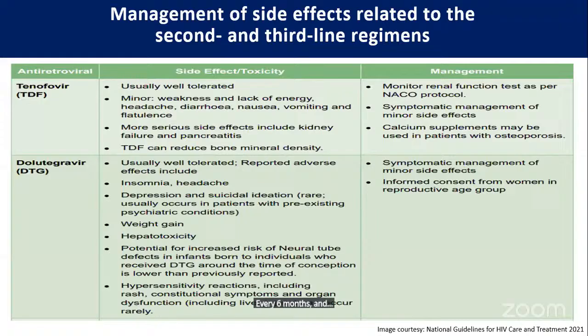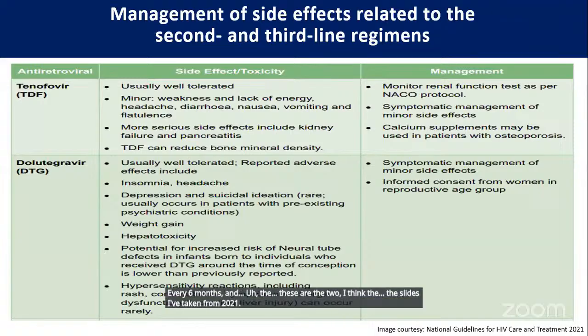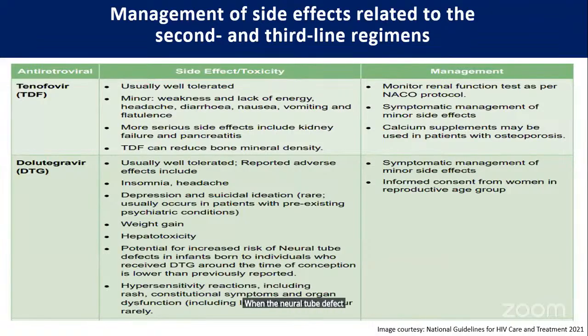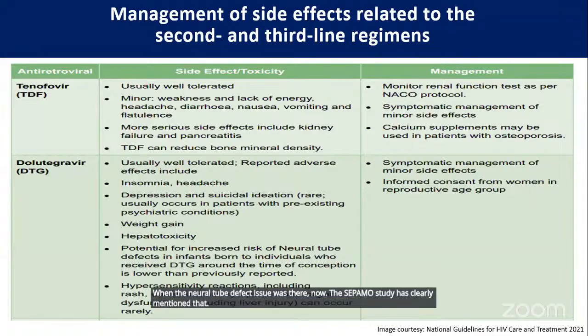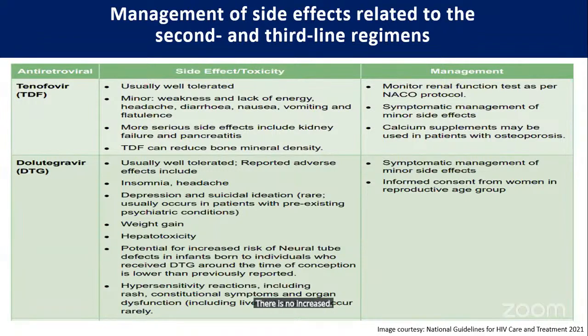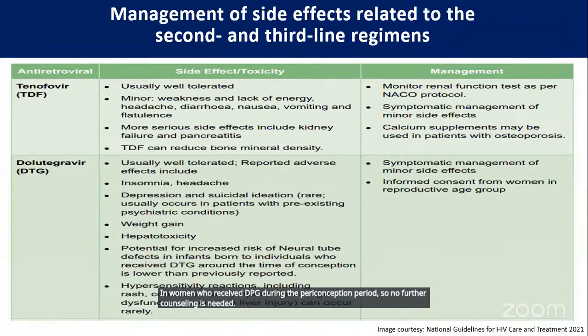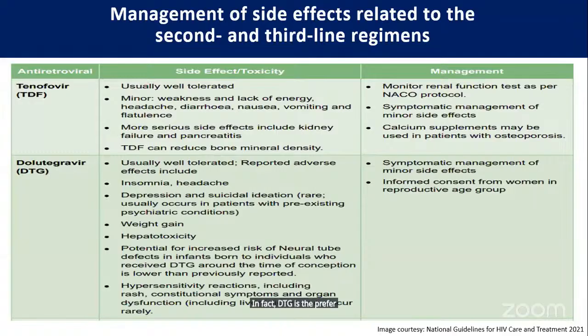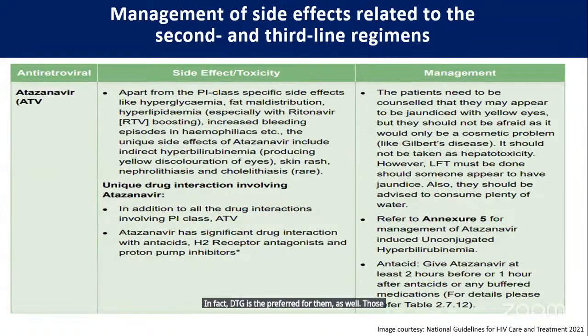And these are the two, I think the slides have been taken from 2021 when the neural tube defect issue was there. Now the Sepamo study has clearly mentioned that there is no increased risk or signal of DTG-induced neural tube defects in women who received DTG during the periconception period. So no further counseling is needed. In fact, DTG is the preferred drug for those who are planning pregnancy.